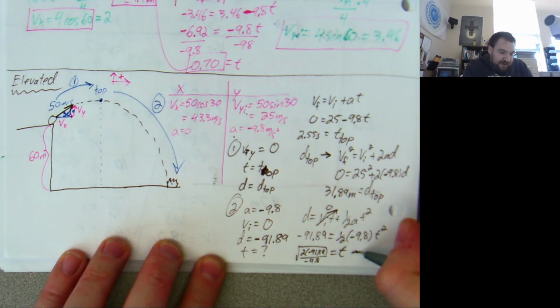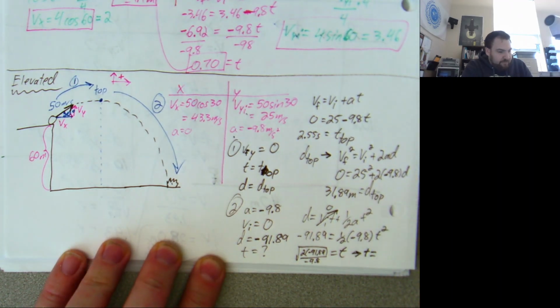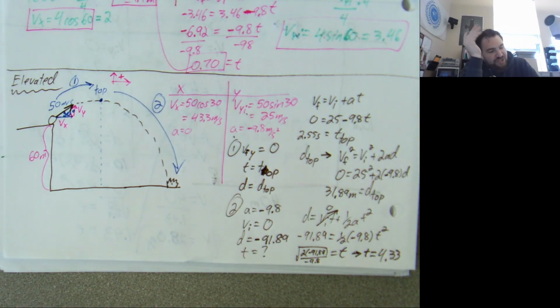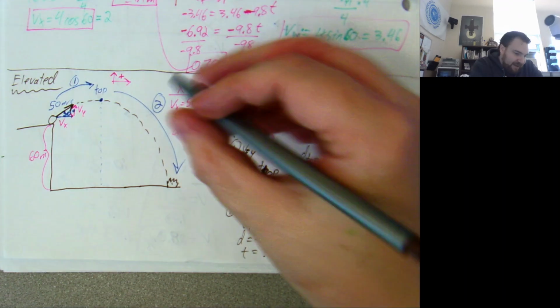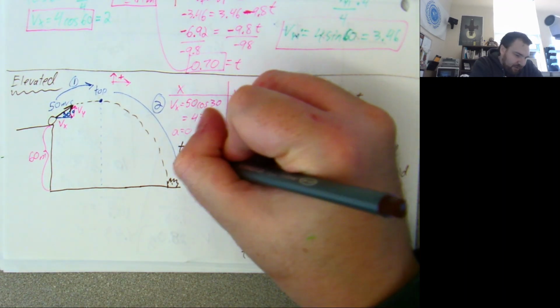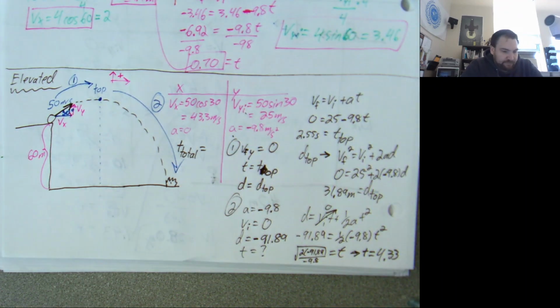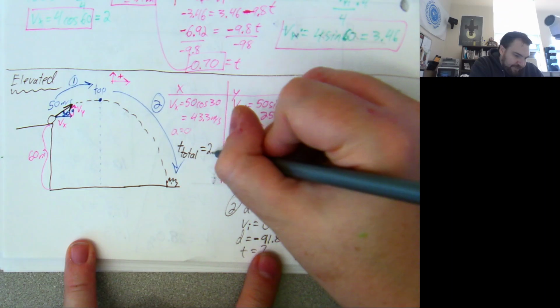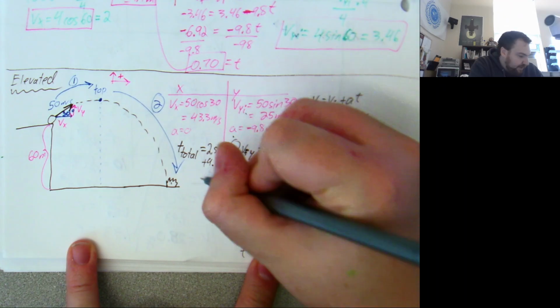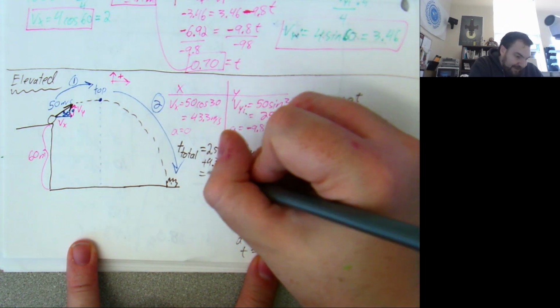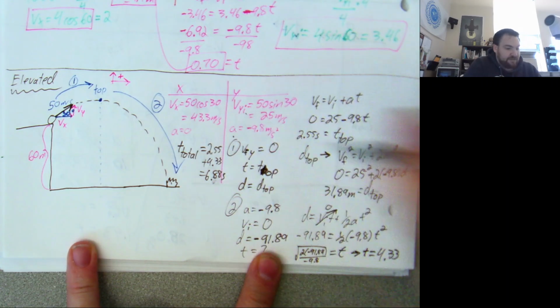And you're going to get the time value here of 4.33 seconds. Now that is just the time it takes to get from the top to the bottom. So we have to add that to our previous time. And over here, t total is 2.55 plus 4.33. We should get a time of 6.88 seconds.